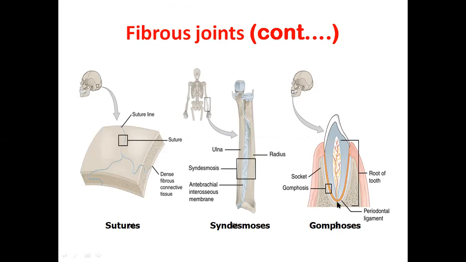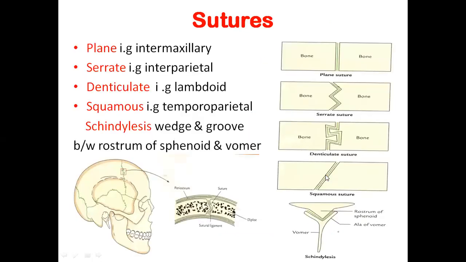and articulation between. This is the socket of the mandible. This is the mandible bone, this is its socket, and this is the root of the tooth, which is articulated with this socket by a ligament. This ligament is called the periodontal ligament.